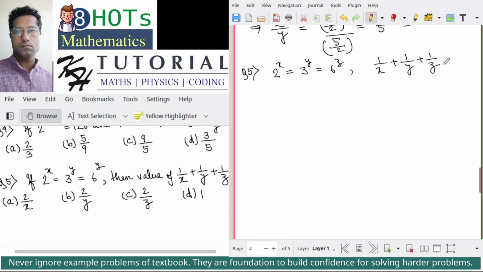Now, can we find the values of x and y individually and then find 1 by x, 1 by y and 1 by z from the given equation? So we are having 2 to the power x is equal to 3 to the power y. If you consider this equation, then the bases are different, 2 and 3. Also, the x and y are different.